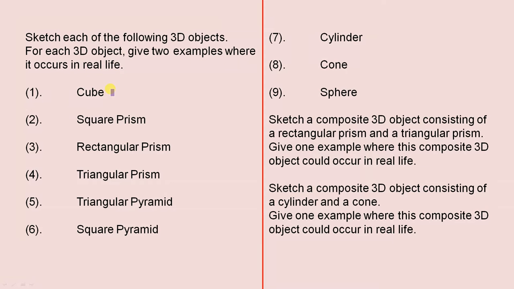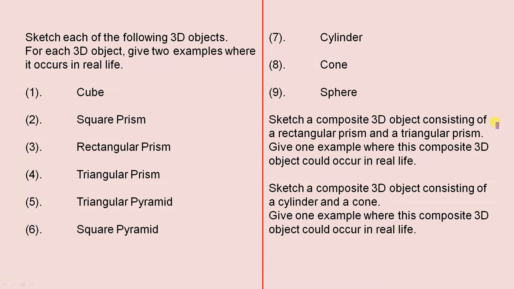So let's look at the first one. You're going to sketch a cube, and then you are going to give 2 examples. You don't have to draw the examples, you can if you wish, but you don't have to, where the cube occurs in real life. I mentioned in the lesson that 3D objects are very, very important in real life, and there are many examples and instances where they occur. You sketch the square prism, give 2 examples where that occurs in real life. So you do that for each of those 9 3D objects.